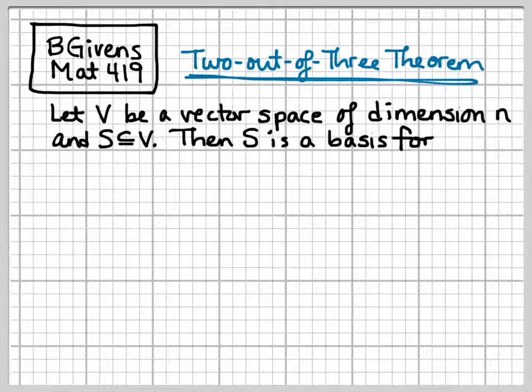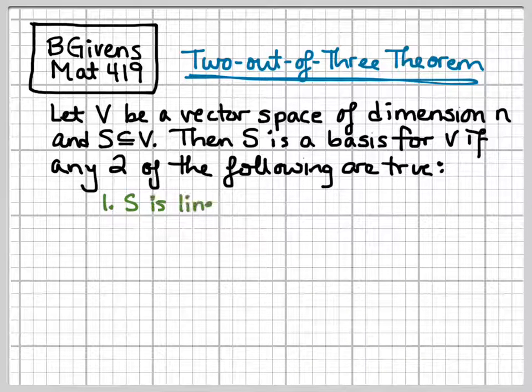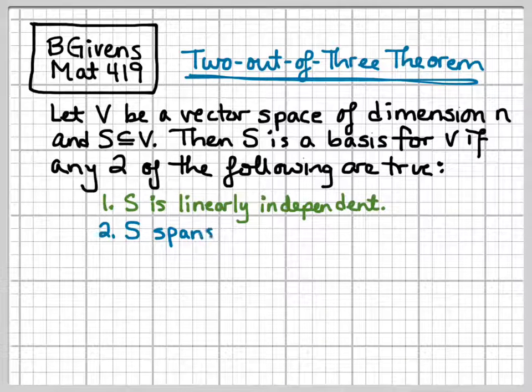Now this theorem is going to tell us how we can figure out that S is a basis, and it'll give us some conditions that if we check those conditions, then we'll know that S is a basis. So the conditions are that any 2 out of the following are true. The first one is that S is linearly independent. The second one is that S spans V. So far these are not shocking because these two things are actually the definition of a basis. So if those two things are true, then certainly S is a basis.